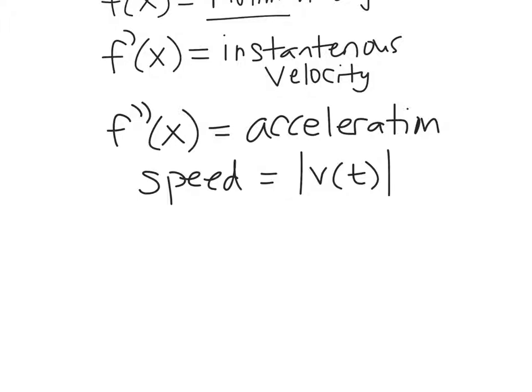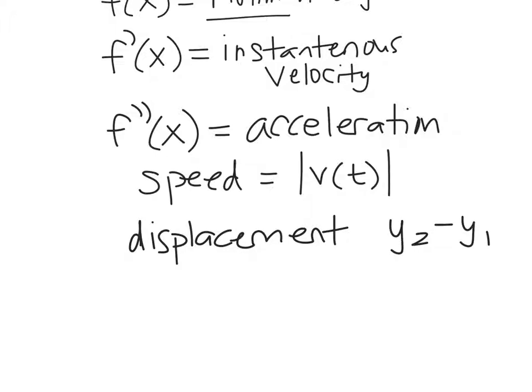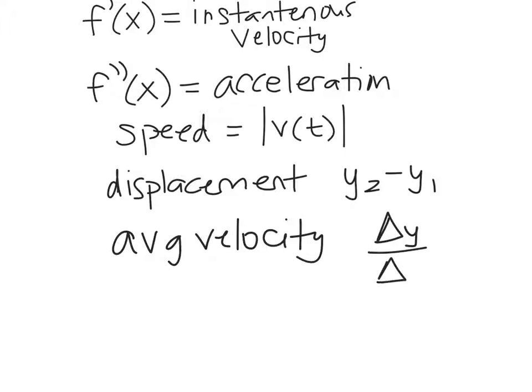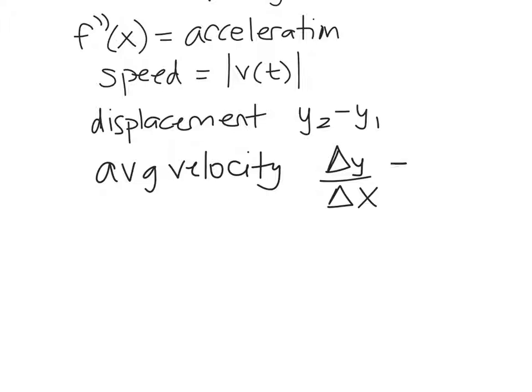All right, and then 2 more things. Displacement. You don't like these words? Displacement is basically y2 minus y1, how far you've traveled. And then average velocity, which I spoke about a minute ago. Average velocity is just the change in y over the change in x. It's just the slope formula. So it's y2 minus y1 over x2 minus x1.